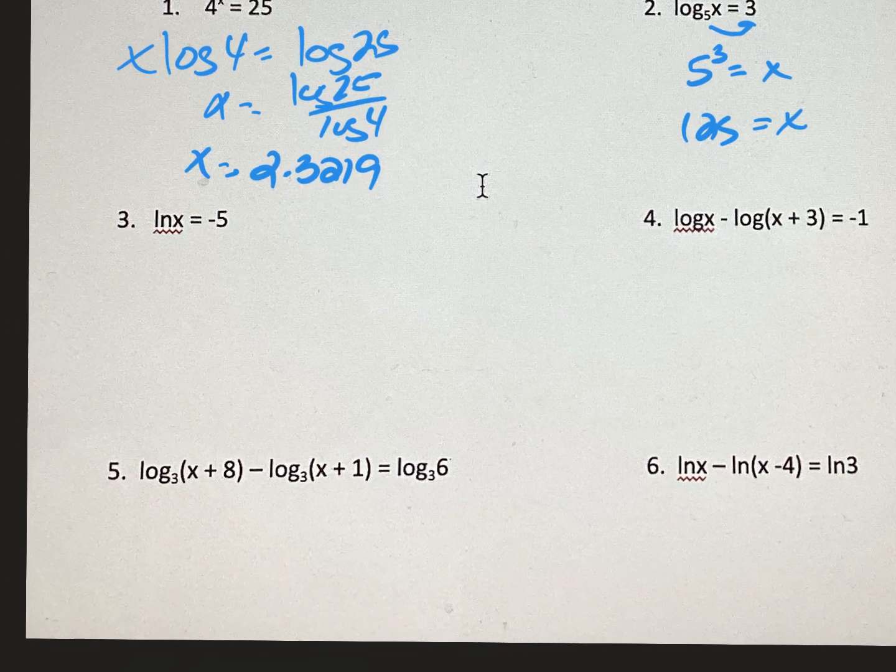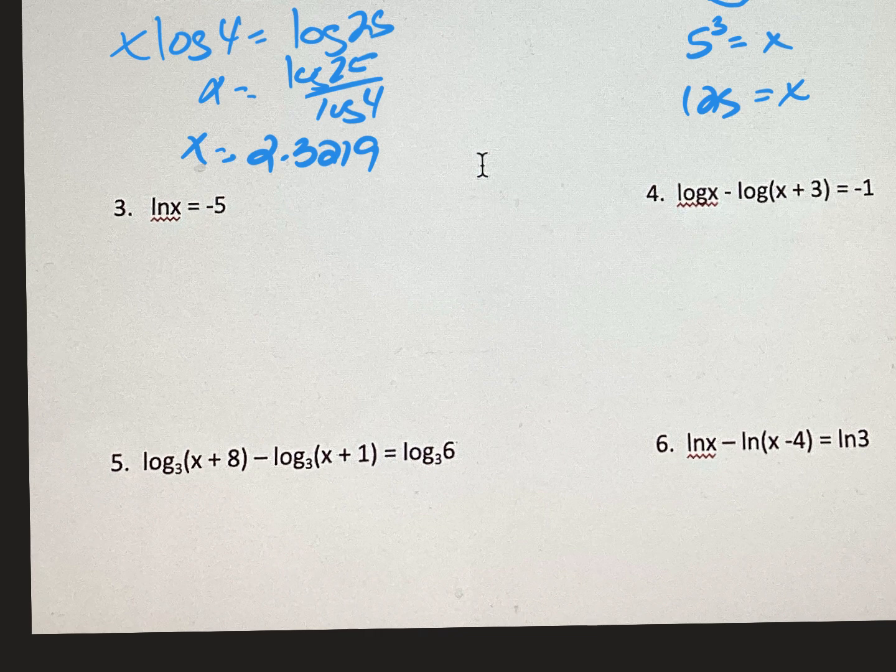Number 3 is the same thing as number 2, except as a natural log. Remember, natural log is base e. So I'm going to go e to that power is x. I'm going e to the negative 5 equals x. Just take that and punch it in your calculator. It's second e, negative 5 power, getting 0.0067 on that one.